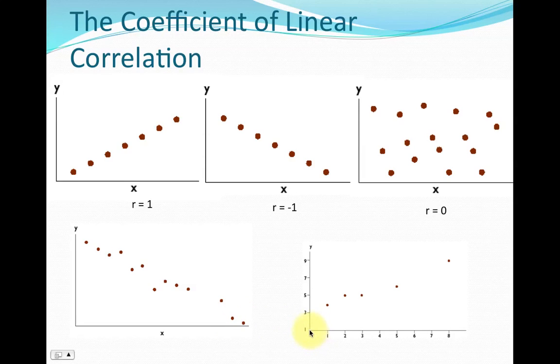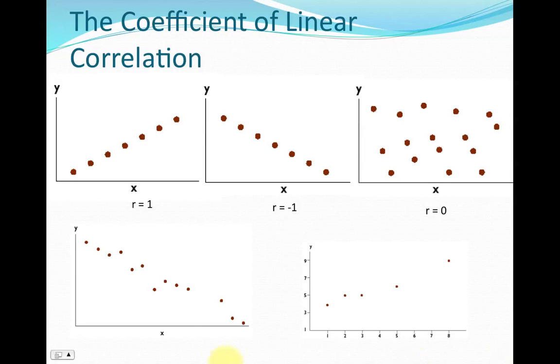And in the last example, the points clearly move upward from left to right, not in a perfect linear form, but definitely clearly moving upward from left to right. Now, what do you think the R would be in these two cases? Well, it turns out that they're both very strong correlations, even though they're not perfect.